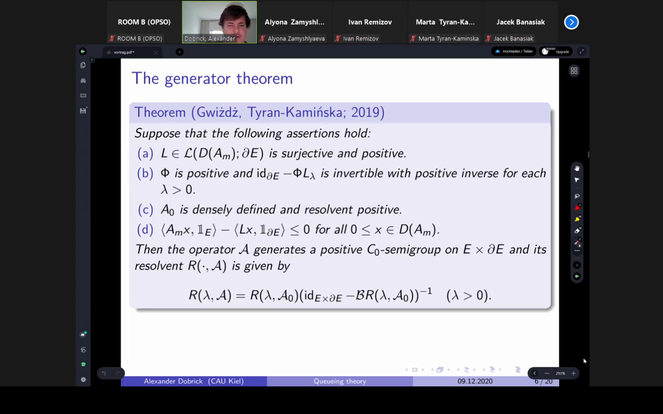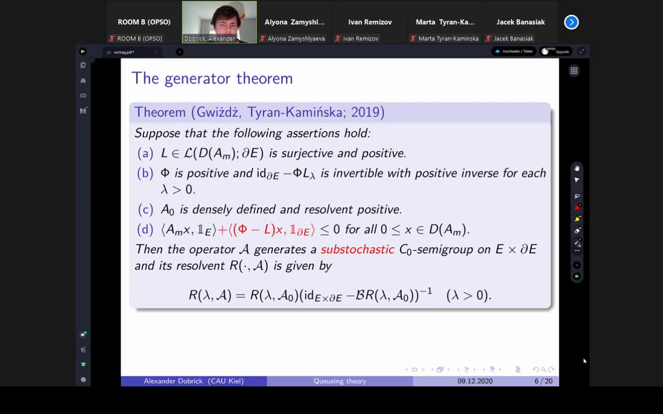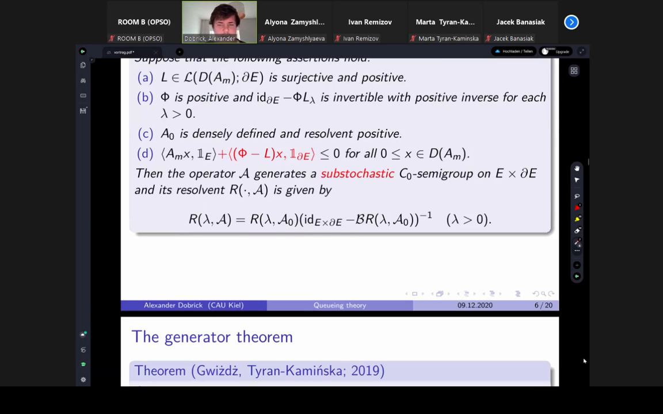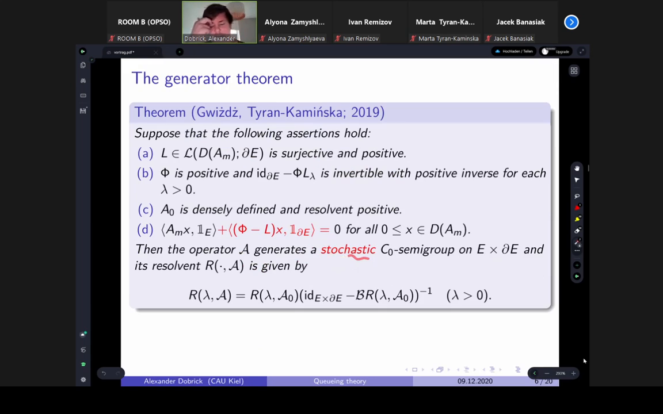Then I assume that A naught is densely defined and resolvent positive, and we assume that kind of estimate here that also turned up in the previous talk. If you write it down for some L1 space, it just means you're integrating basically this function here. So that we have already seen that. And the statement of the theorem basically is that this operator matrix generates a positive semigroup on the product space. And you can give its resolvent explicitly in terms of this resolvent and this operator here. And as already seen in the talk before, if you have a stronger estimate here at this point, then you also get stochastic properties. And if you have even equality, then you get a stochastic semigroup on the product space.